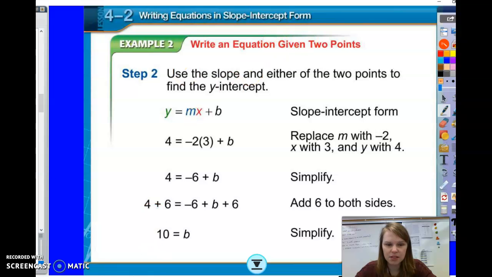So they're doing the same thing, solving for b. Feel free to pause if you want to take a look, practice with this one, but I'm not going to talk through it.